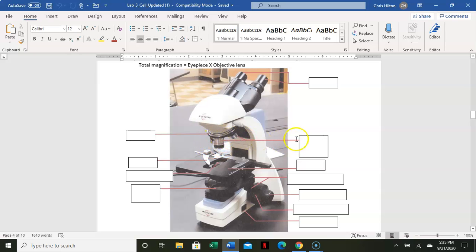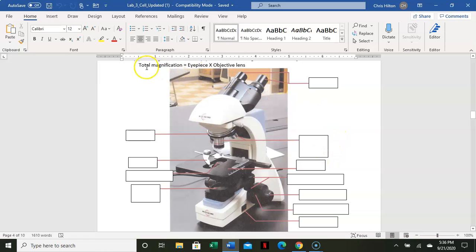This is an objective, so it's going to be this big box. Probably you want to put their colors and magnifications. But they're going to be the main lens that magnifies your specimen. And so red is scanning power, it is 4x. Yellow is low power, it's 10x. And blue is high power, it is 40x.